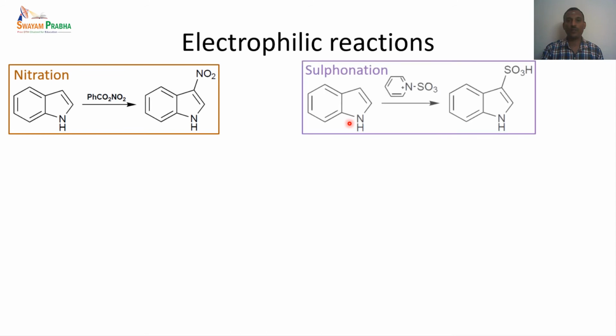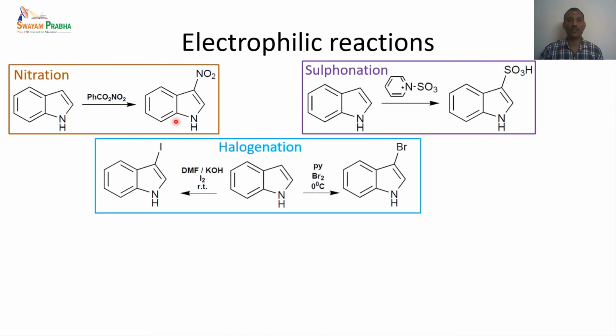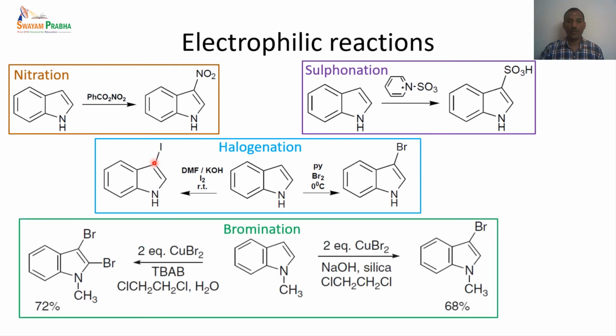Let us look at some of the examples. Nitration: when indole is treated for nitration, we get the 3 substituted nitro derivative, and sulfonation again leads to 3 substitution. Halogenation is quite interesting. When we do the halogenation with bromine, we again get the 3 bromo derivative, and iodine, DMF, potassium hydroxide, iodine treatment at room temperature again leads to 3 substituted derivatives.